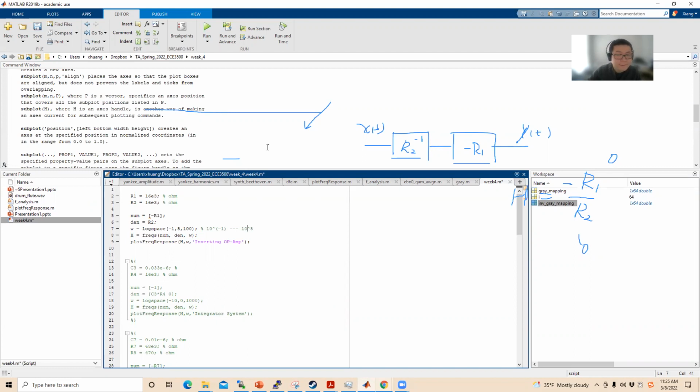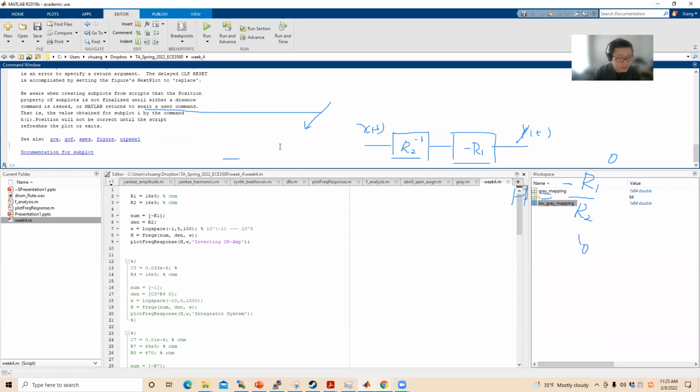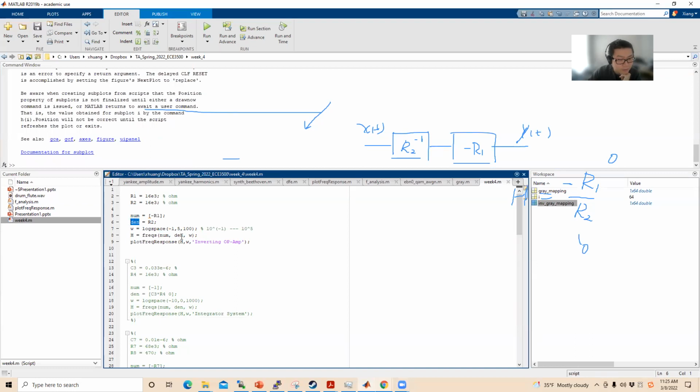If you are not familiar with this logspace function, you can just use the documentation system to look it up. For example, I put the numerator vector here and the denominator vector here, and put the W here, and you can see this is our final system response.